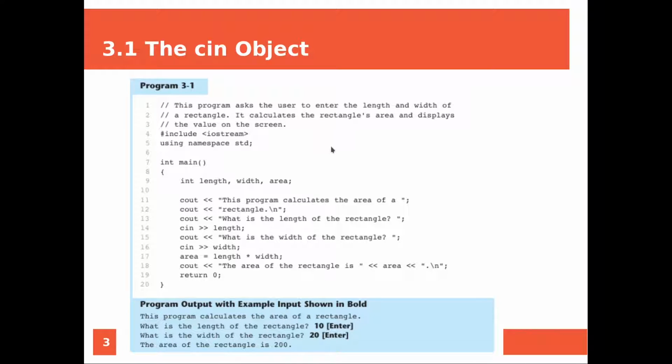Alright, this is the full program. As you can see, in the example input, the user puts 10 for the length of the rectangle and 20 for the width. These two values have been stored in their respective variables, and then they get put into the area variable, and it gives out the result.